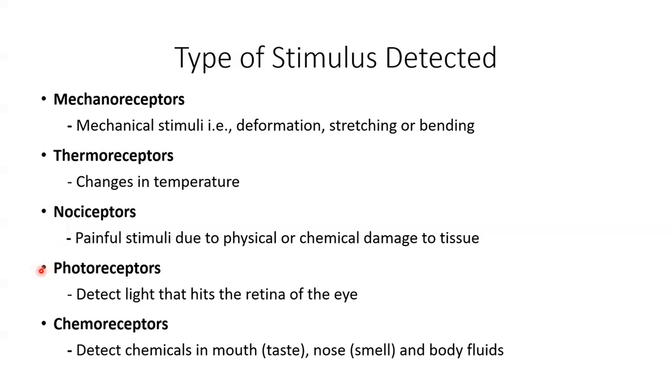We have photoreceptors, which detect light that strikes the retina or the inner layer of the eye. And we have chemoreceptors that detect chemicals in the mouth, the nose, and other bodily fluids like our blood. We also have a specific type of chemoreceptor, which we call an osmoreceptor, which detects the osmotic pressure or the ratio of water to solutes in bodily fluids.